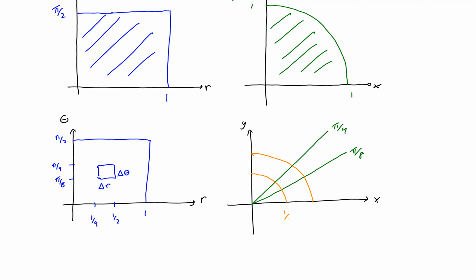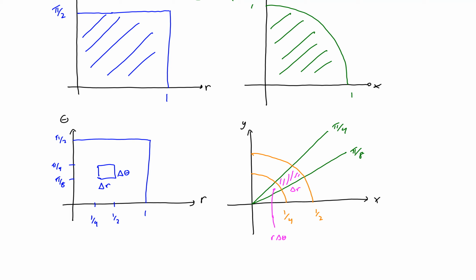So this is 1/4 and 1/2. So my region here becomes this region in between these. And that's what my region looks like in this plane. And so that's where we see how we had this before. This is the delta r, and that region there is the r delta theta.